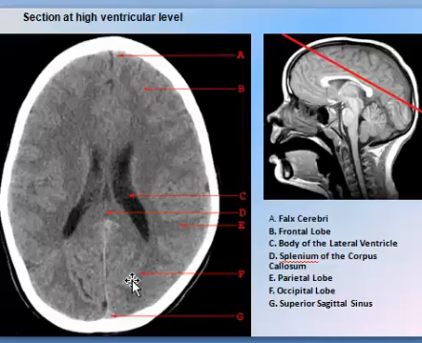Occipital lobe, parietal lobe, frontal lobe, body of lateral ventricle, which extends downward to be temporal and backward to be occipital and anteriorly to be frontal.